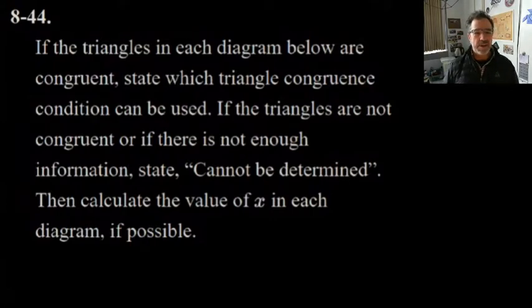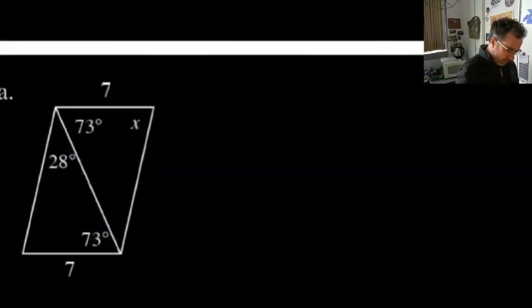If the triangles in each diagram below are congruent, state which triangle congruence condition can be used. If the triangles are not congruent or there is not enough information, state cannot be determined. Then calculate the value of x in each diagram. Okay, so let's take a look at the first one here.